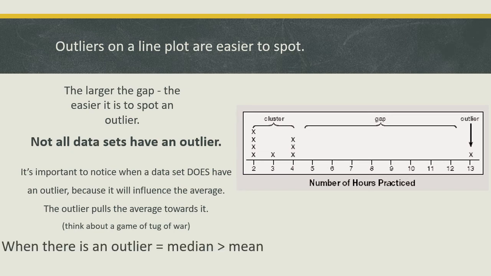So when you have an outlier, the median is actually a better way to understand the center value than the mean, because an outlier is able to pull that average up, where the median is not as affected by an outlier. So the outlier here is 13.